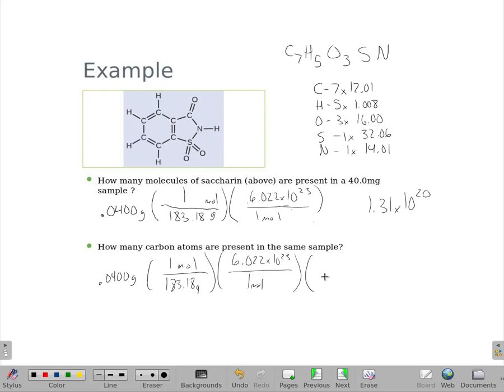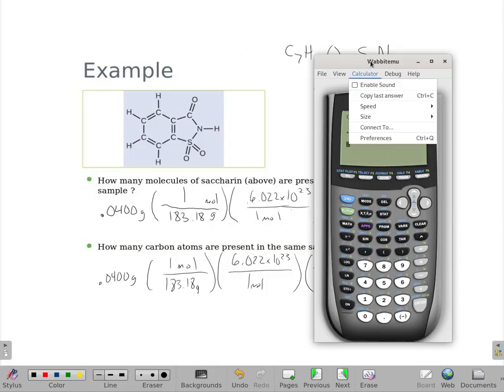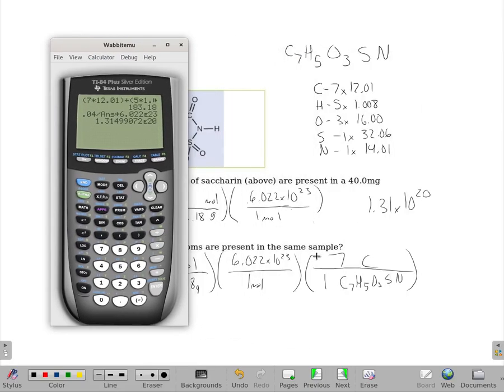So we're just going to say this. Well, for every one of the saccharins, there are 7 carbons. So technically, all we need to do is take the number we just calculated, because the first part of the equation is exactly the same. We're just going to multiply that by 7. And that represents the number of carbon atoms in that 40 milligrams.